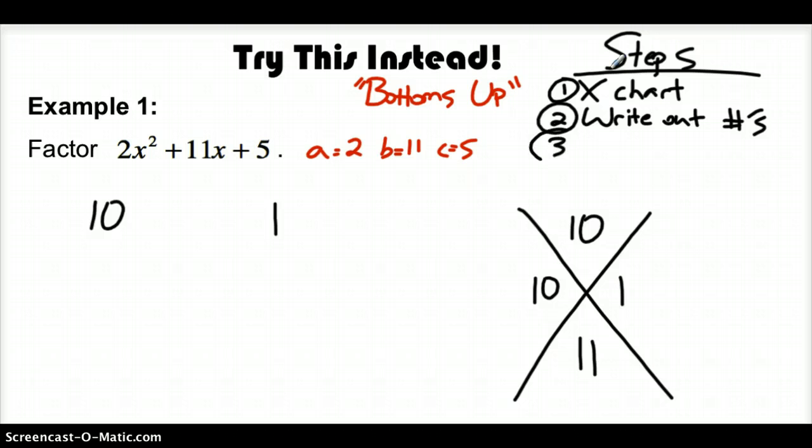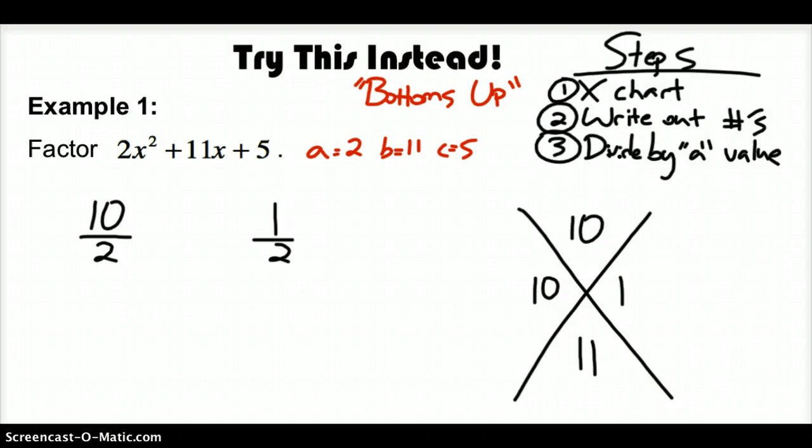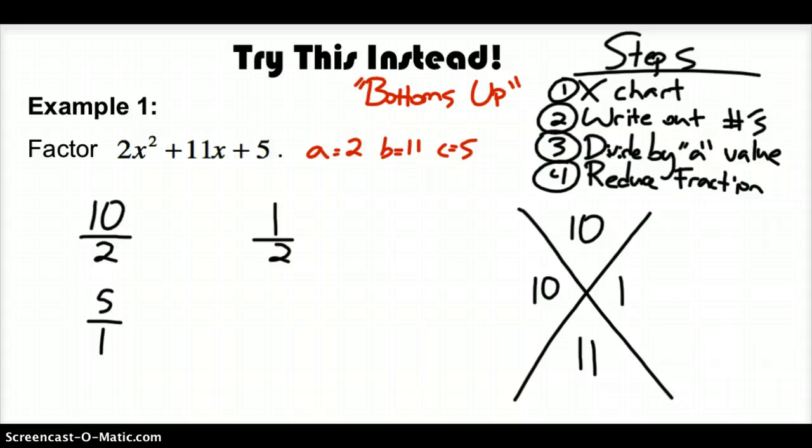Now the next thing I'm going to write is divide by a value. Our a value here, remember, is 2. So I'm going to take both of these numbers and divide by 2. My next step, number 4, is to reduce the fractions, if possible. We are not always going to be able to reduce the fractions, but I know that 10 over 2 reduces to 5 over 1, and 1 over 2 I'm just going to leave as 1 over 2.